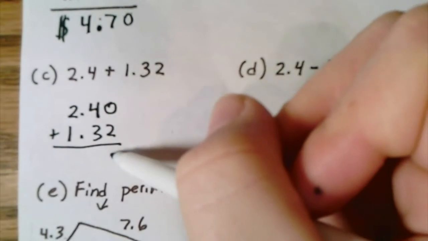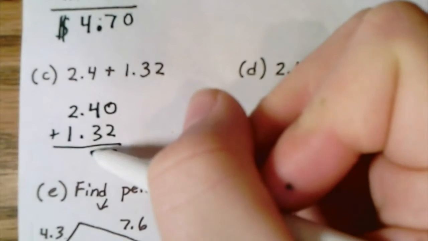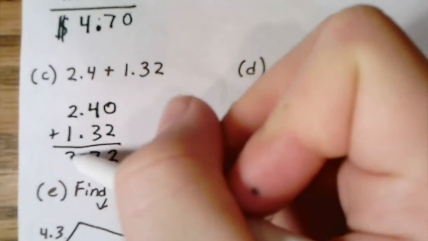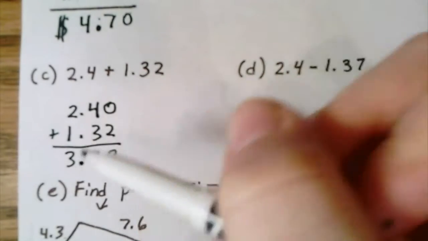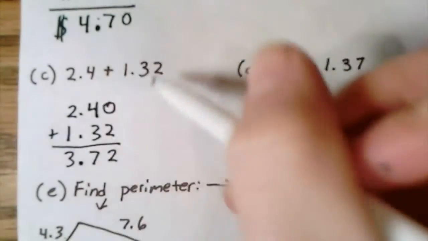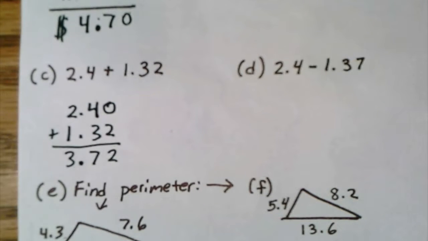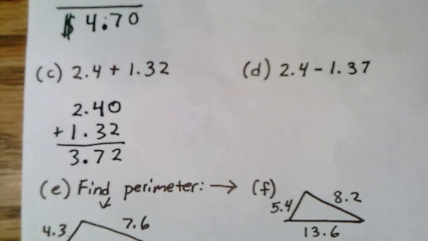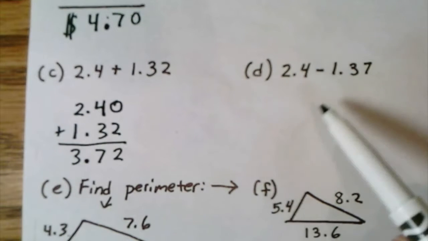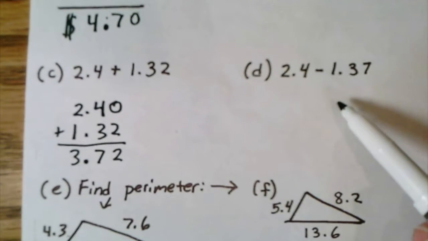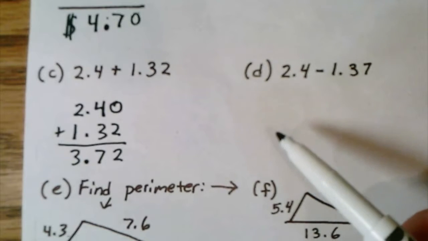So 0 plus 2 is 2, 4 plus 3 is 7, 2 plus 1 is 3. Add my decimal, and I don't have any signs like a $ sign, so that's my answer: 3.72, or 3 and 72/100ths. Try example D on your own. So line them up vertically, annex any zeros you need to, and then do the operation.